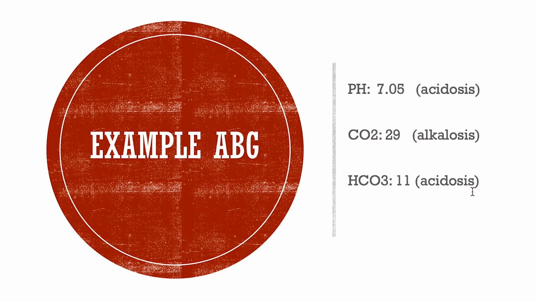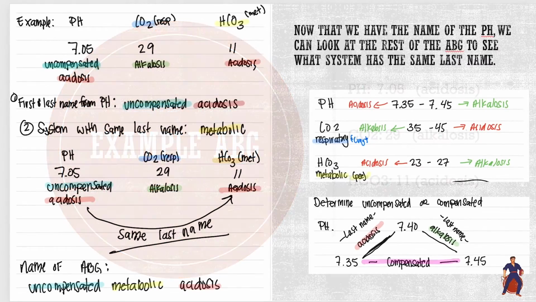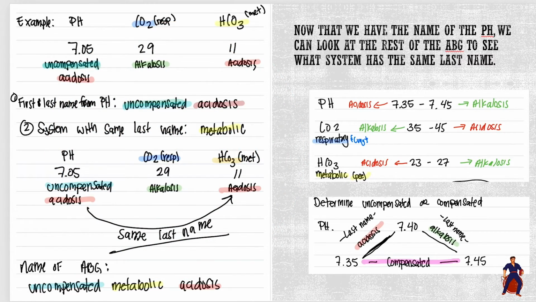I don't try to get too ahead of myself, I just label the things, that way we know what we're looking at. Here we have the same ABG from earlier. As you can see, we labeled it just how I showed you guys. We have our pH of 7.05 and it's acidotic. We have our CO2, which is 29, which is alkalotic, and we have our bicarb, which is acidotic, and then we labeled them with the blue and the yellow. You guys can decide what colors or which method you want to use for that, but that's just the way I like it.